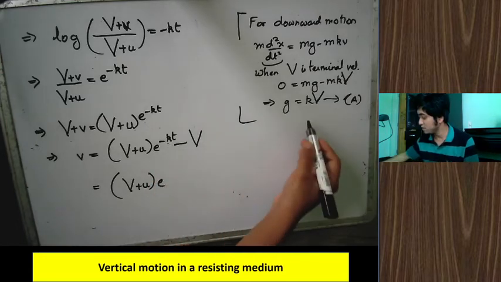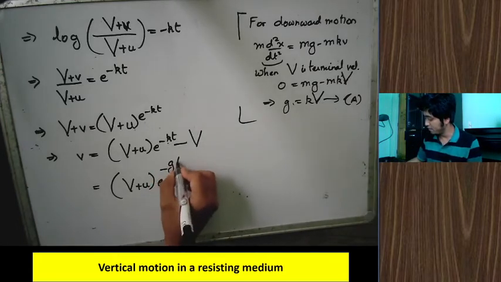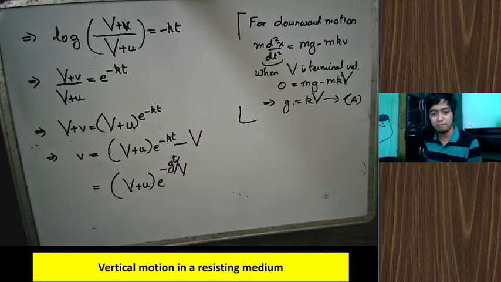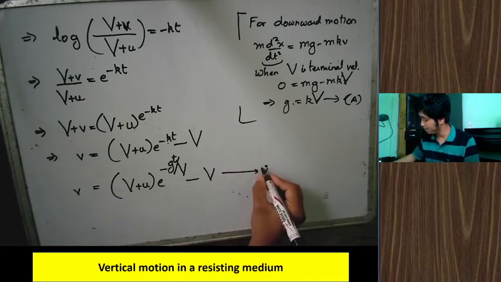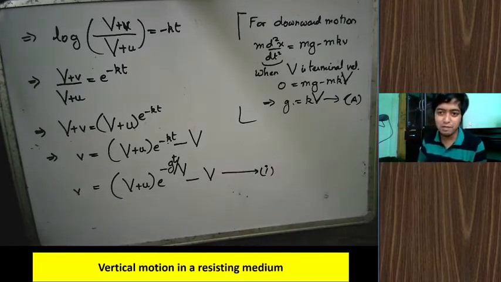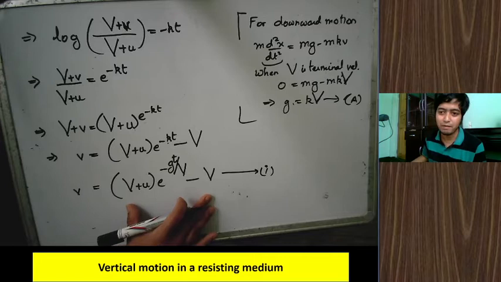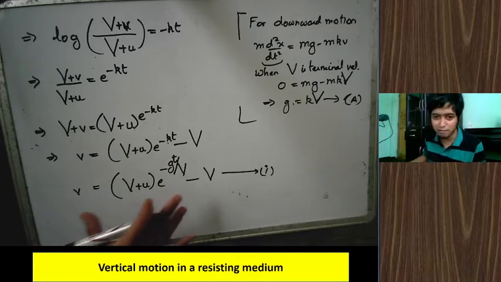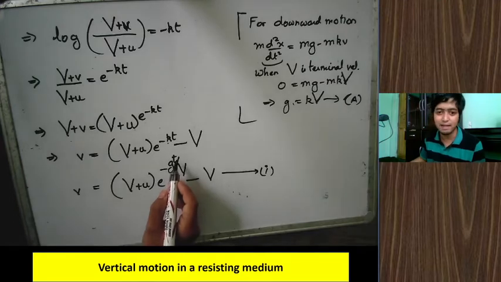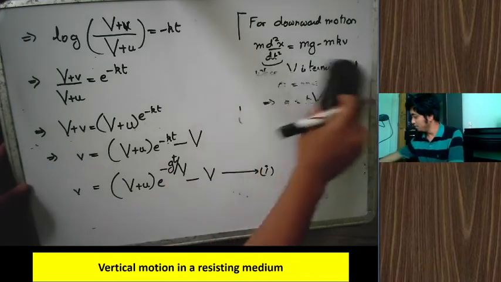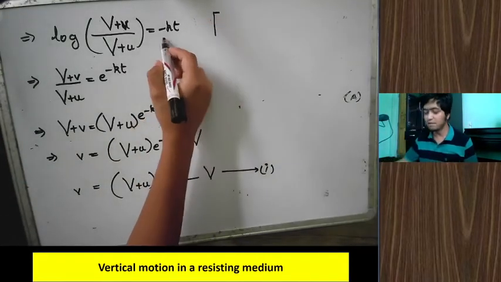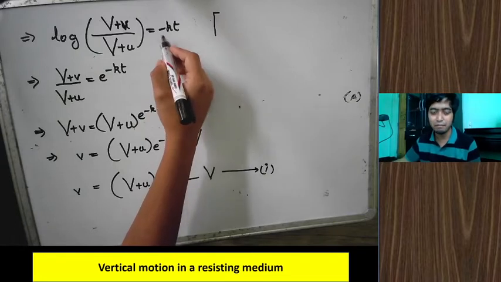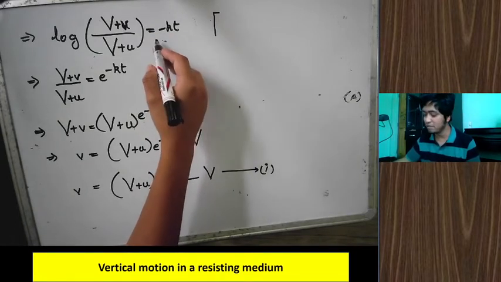And k we can write as g over capital V, so we will be having this. This is equation 1. And if you remember the question, we also need to find the time to reach the greatest height. We can do it from this equation 1, because equation 1 involves the velocity as well as the time. It will be much simpler if we calculate the time to reach the greatest height from this equation.